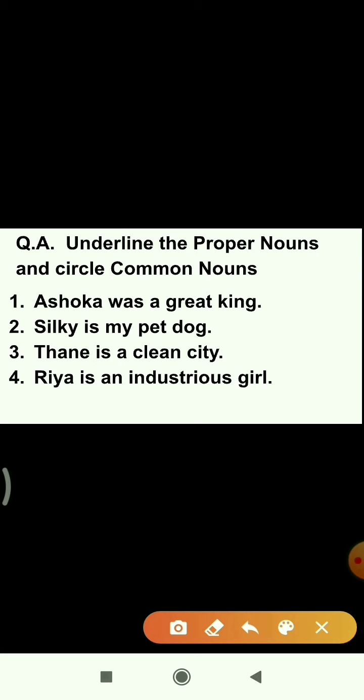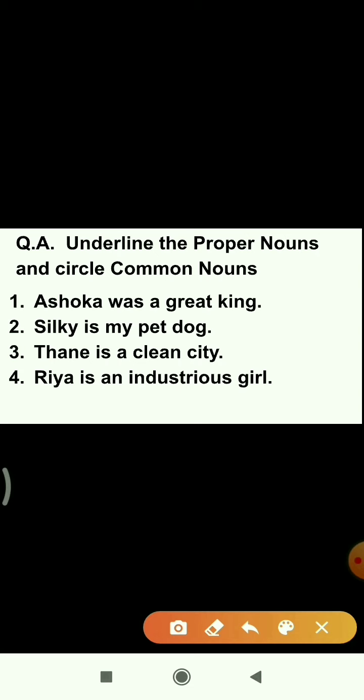Now here, which word do we have to underline? Proper noun, right? So in the first sentence, which one? Ashoka, right? So what you have to do? Underline Ashoka. Done? Yes. Now you have to circle the common nouns. Which is a common noun here? Yes, king, right? The word king, we have to circle it. That is a common noun. So we got two. Let's move to the next one.